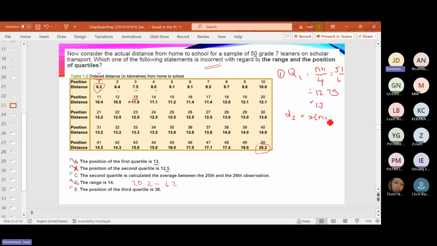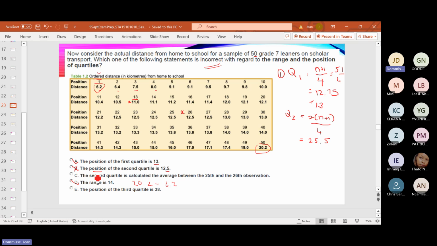2 times n plus 1 divided by 4. And so that would be equal to 25.5. So between 25 and 26. So between 25 and 26, the value is 12.5, but not the position. So that is why that one is incorrect.